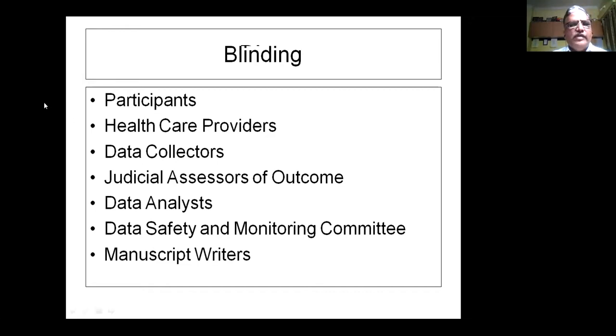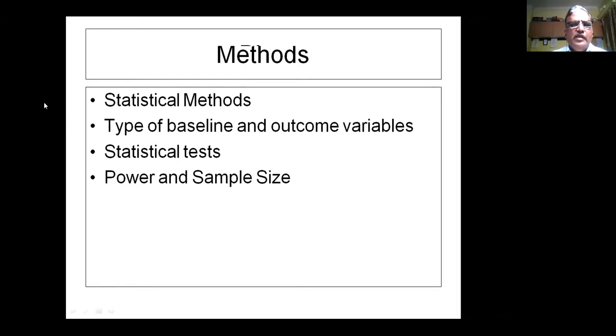So you can go to extreme. Blinding can happen at 7 different levels. Now, in methods, you look at the statistical part. What kind of baseline and outcome variables are under consideration? Are they categorical outcomes? Are they ordinal outcomes? Are they ranked outcomes? Or are they on a continuous scale? Because on this basis, your test will be decided. And you should check that the appropriate statistical test is chosen, and also that there is a description about power and sample size.